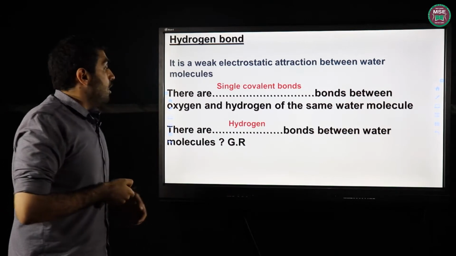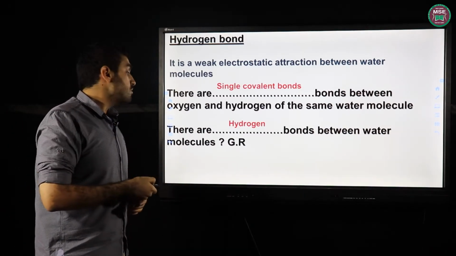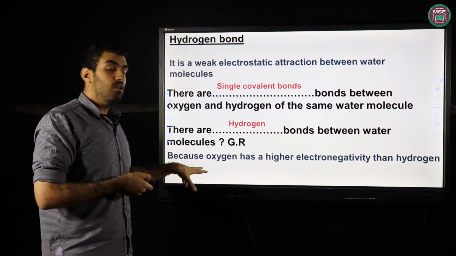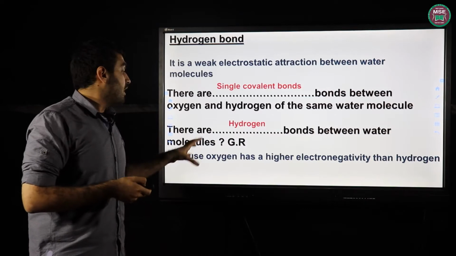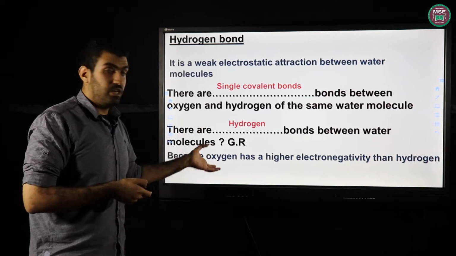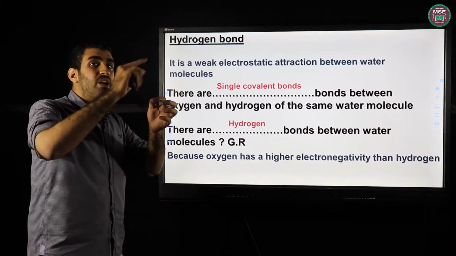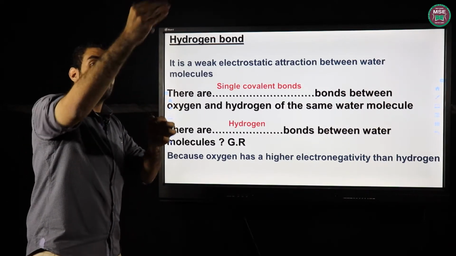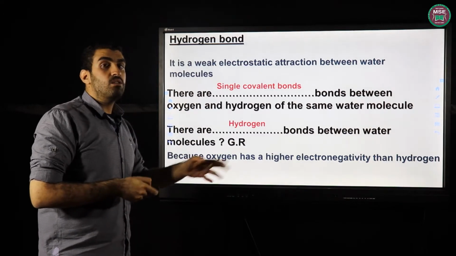Okay, when I ask you, give reason: there are hydrogen bonds found between water molecules. Because oxygen has a higher electronegativity than hydrogen. The higher electronegativity of oxygen atoms produces a negative effect on oxygen, which attracts the positive effect of another water molecule, forming hydrogen bond between the molecules of water.